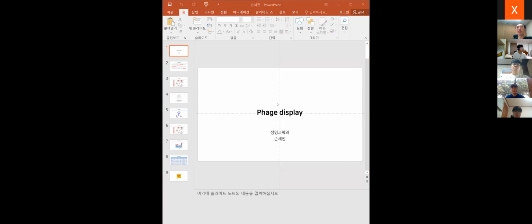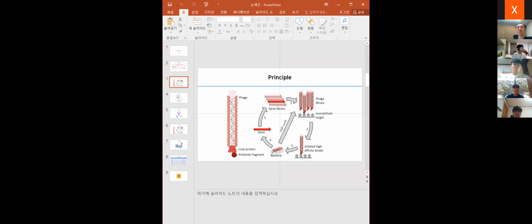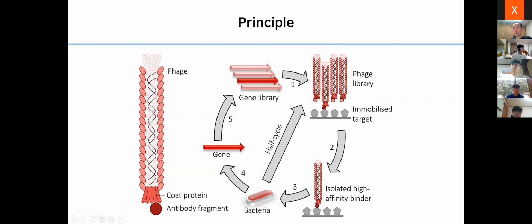The question to Sejin is about this phage display technique. I have a question about the principle on the current page. There is a half cycle between the total cycles. What is the difference between this half cycle and the normal cycle?